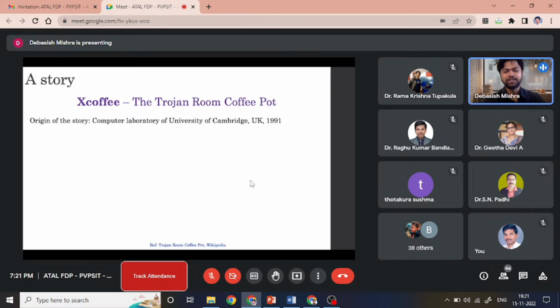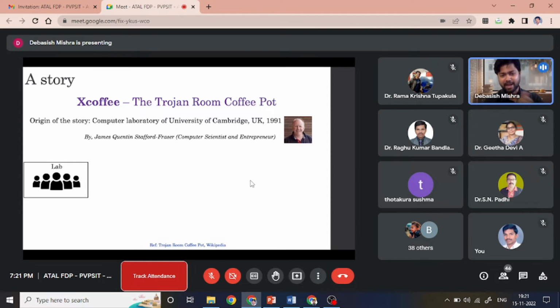The origin of this story is from the University of Cambridge, where they have a computer laboratory. This story is narrated by James Quentin Stafford Fraser, a computer scientist and entrepreneur. What happened is, they had this computer laboratory, and several people were working in this lab. And there was a coffee pot. Like we have different labs, but there is only one coffee pot.